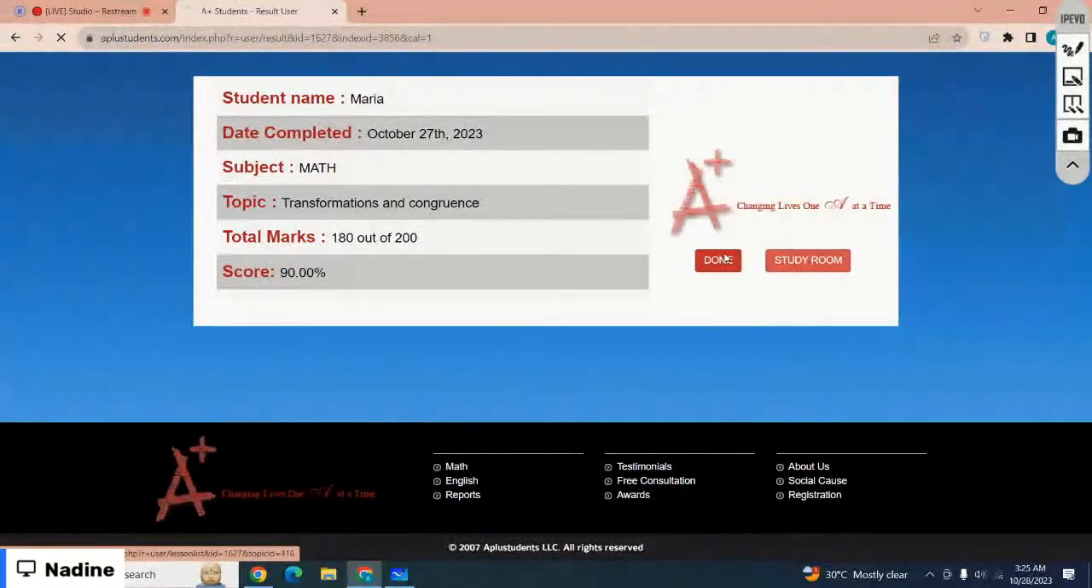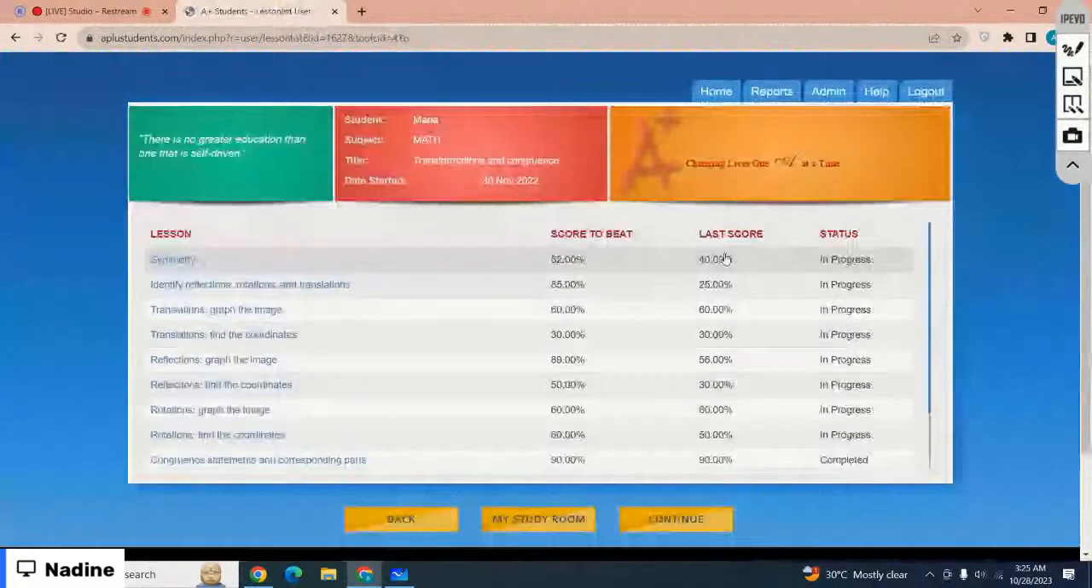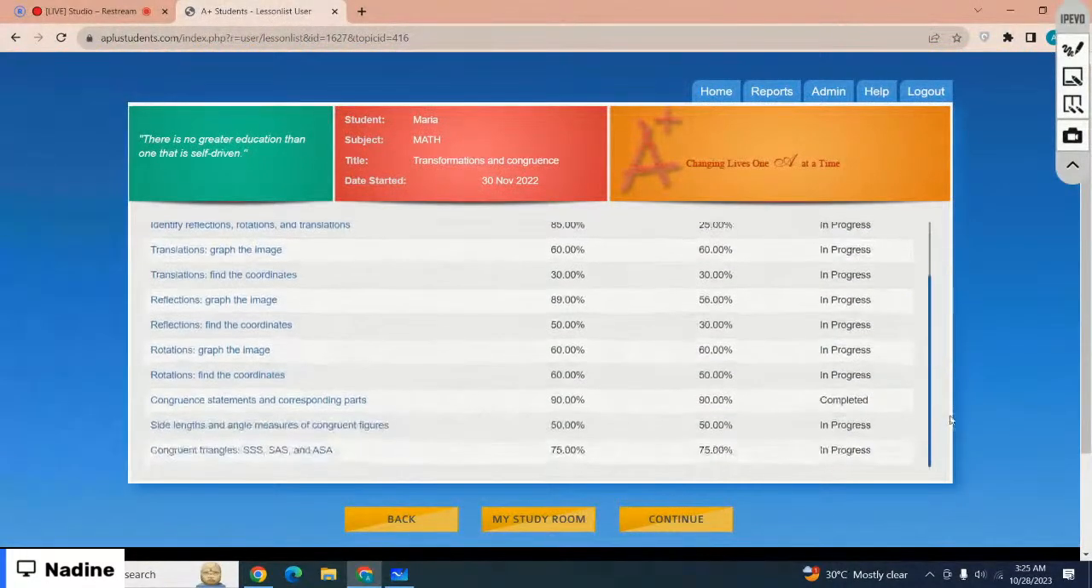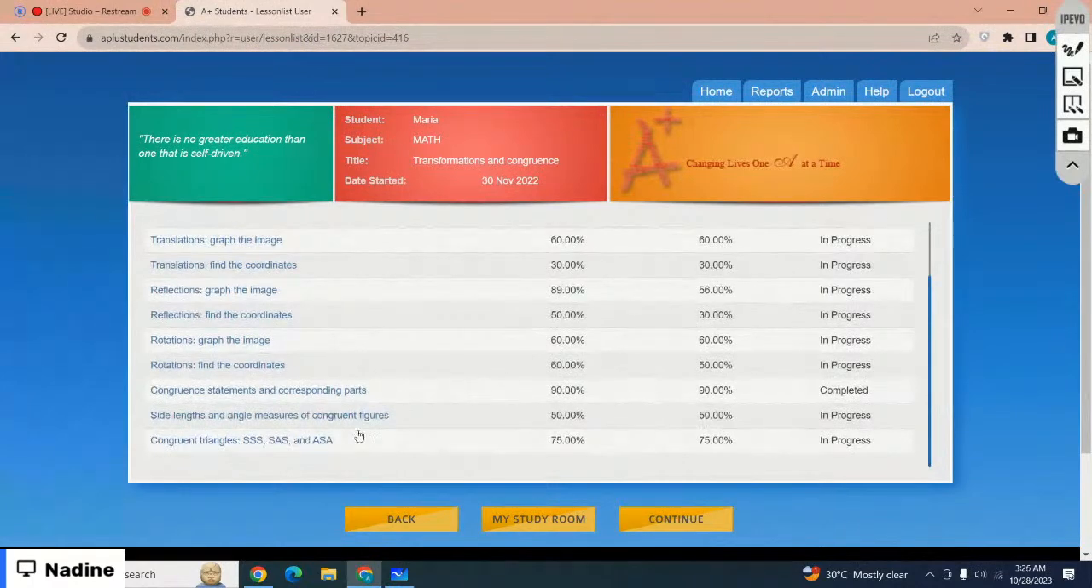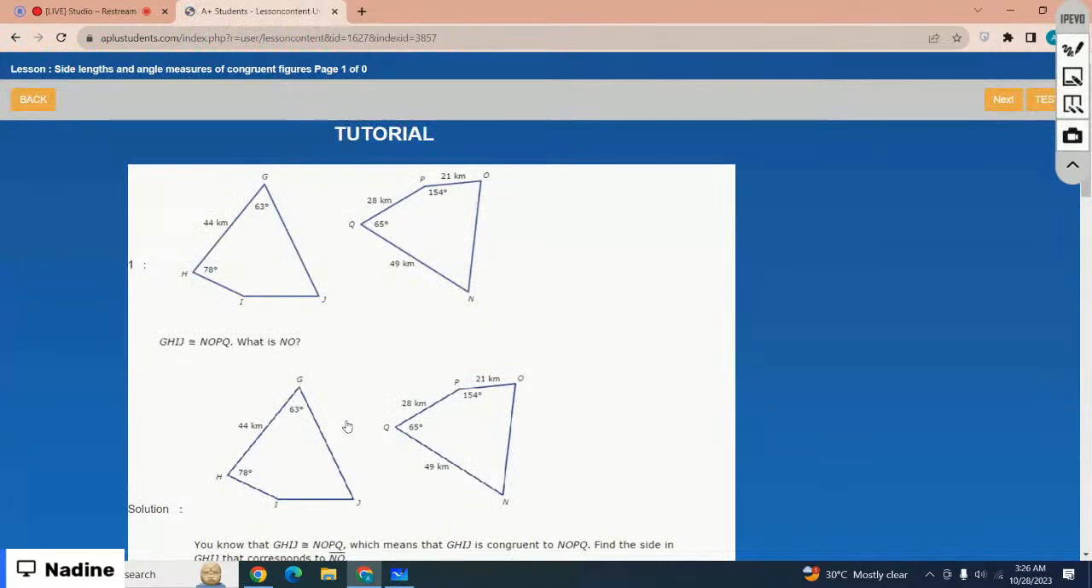Okay, we are done with the lesson. Let's just move on to the next one. And the next one is side length and angle measure of congruent figures.